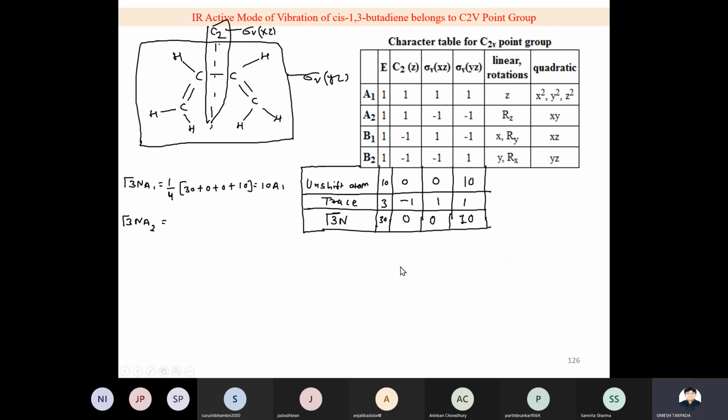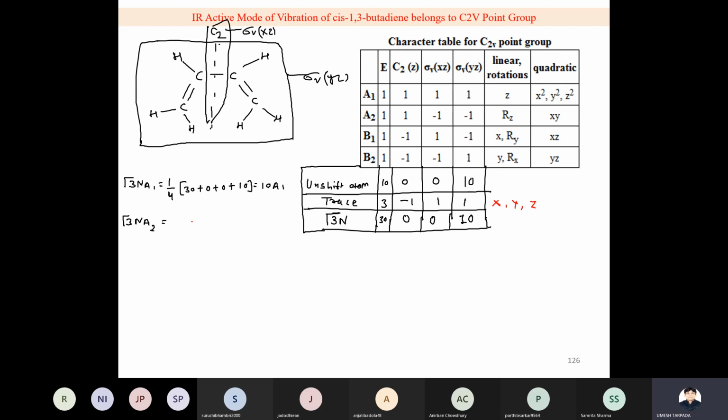The C2v point group is there, so the unshifted atom count under identity is 10. If you apply the C2 operation, all the atoms get changed, so the unshifted atom count remains 0. In the case of sigma v(xz), again the unchanged atom count remains 0, but in the case of sigma v(yz), that is the plane of the molecule, all 10 atoms remain unchanged. Then you can simply multiply these two, so you get the 3n value. This is nothing but the summation of those values which have the translation component. So you are getting 10 times A1.